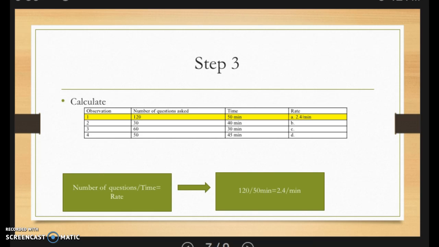Step three is calculate. According to observation one, we're going to put 120, our behavior responses, divided by 50 minutes, our time elapsed, and then we're going to run those numbers, or do that division problem. That gives us 2.4 questions per minute.